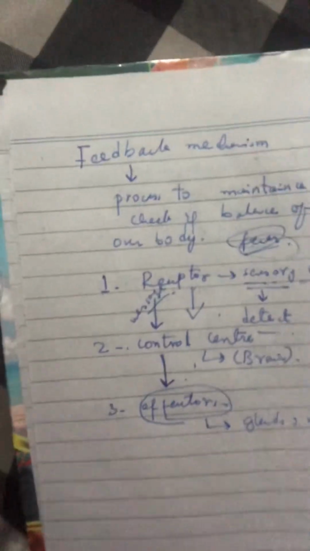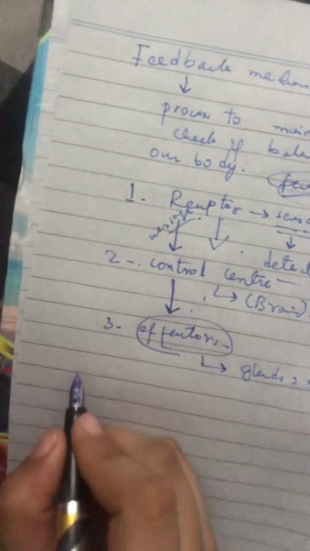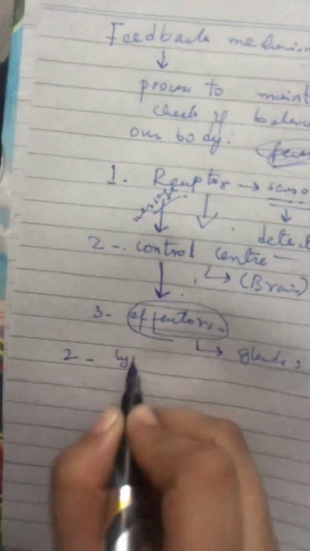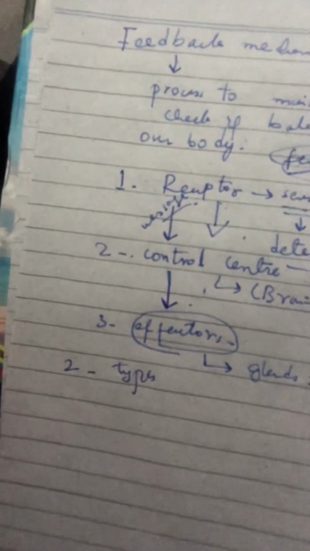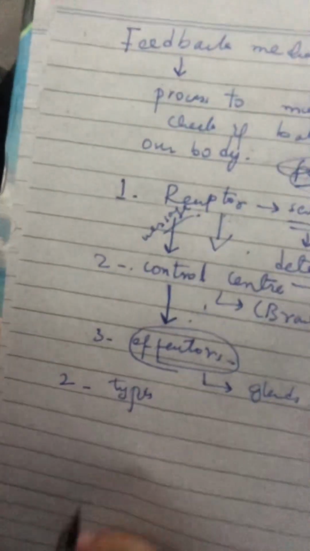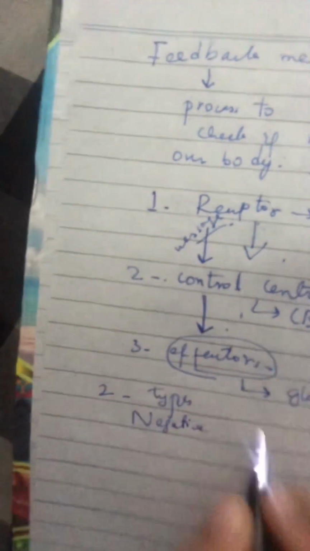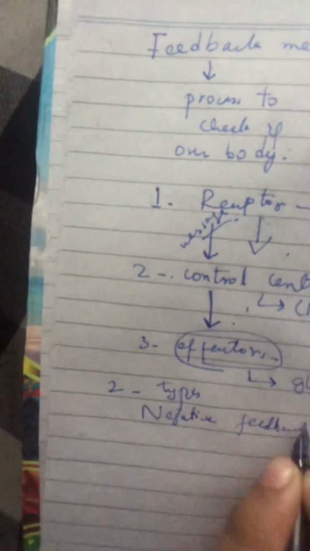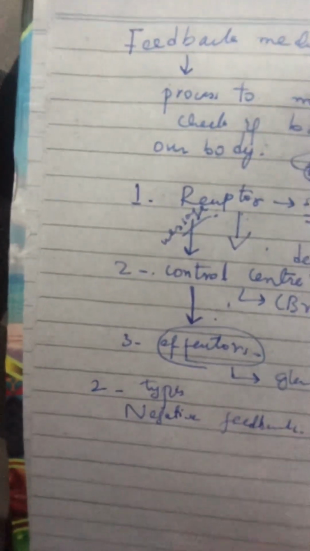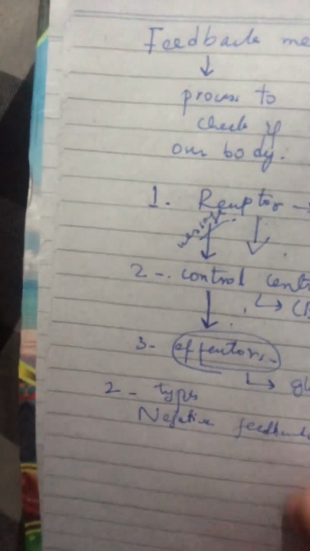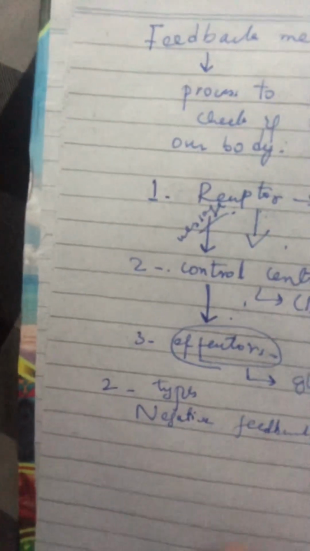Now we have two types of feedback mechanism. Number one, negative feedback, and number two, positive feedback. Now what is negative feedback? In negative feedback, if something increases, the other thing will decrease. It is inversely proportional.